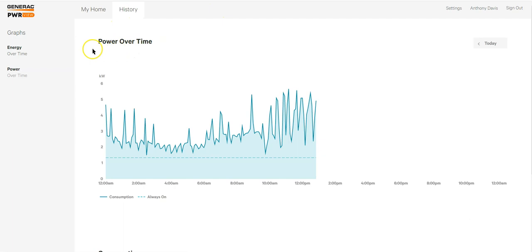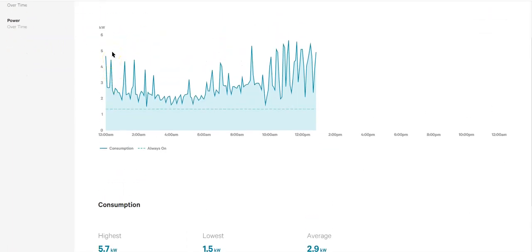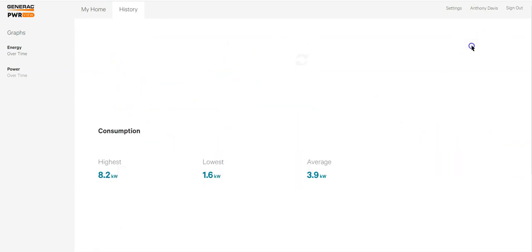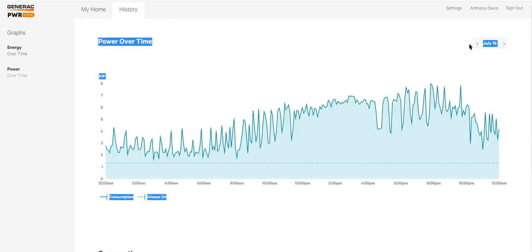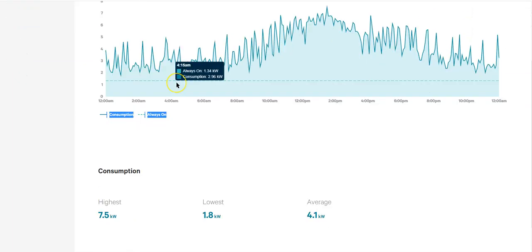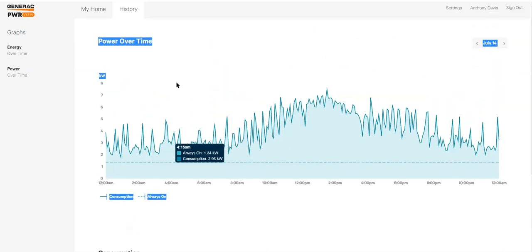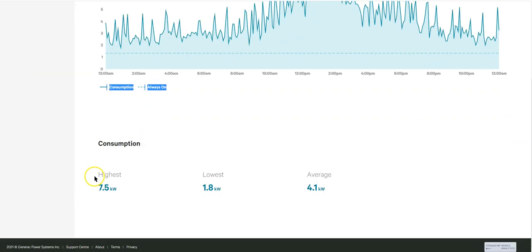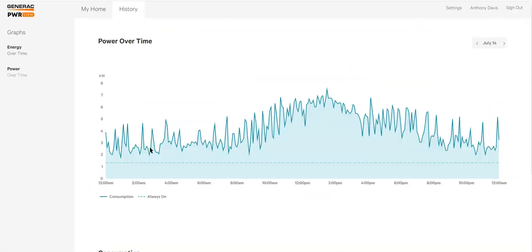Just to give you an idea of what the history looks like, I'll go back 2 days ago, and let's make it three. All right, so 3 days ago, running the guest house air conditioning, as you can see, increases the high points, so 7.5 kilowatts of simultaneous use at one time.